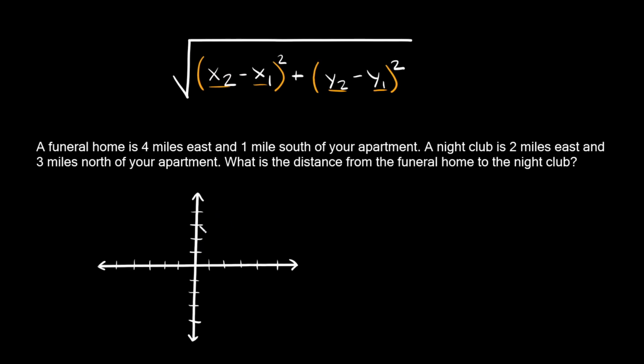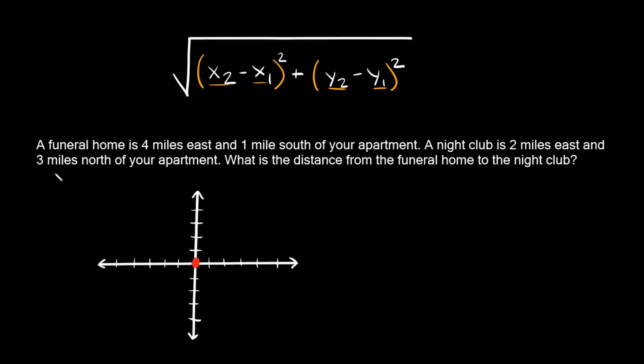So what we're gonna do here is, well, we don't know where your apartment is, right? So we're just gonna put your apartment in the very middle. But we know how far everything is from your apartment, right? So that's the other reason we're gonna put it right in the middle. All right, so we're gonna say your apartment is at the origin. Okay, now let's find some stuff. So it says a funeral home is 4 miles east and 1 mile south of your apartment.